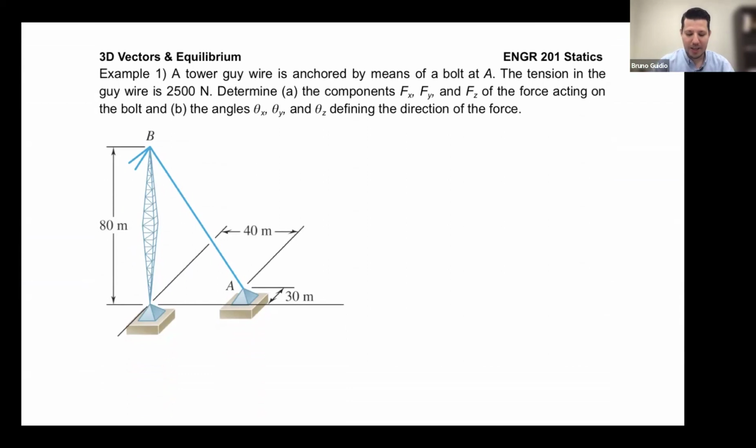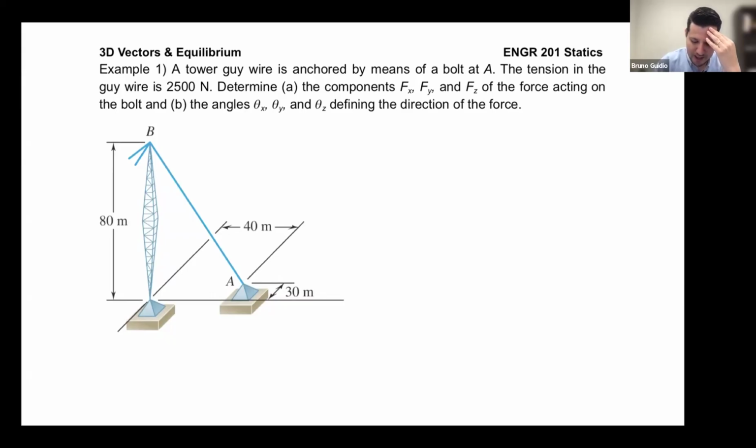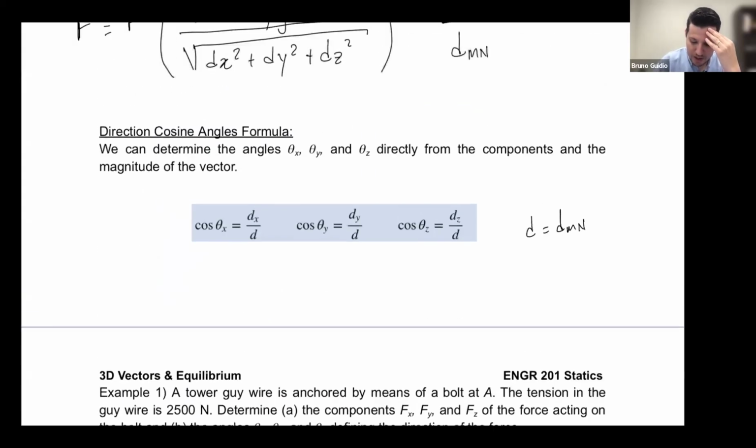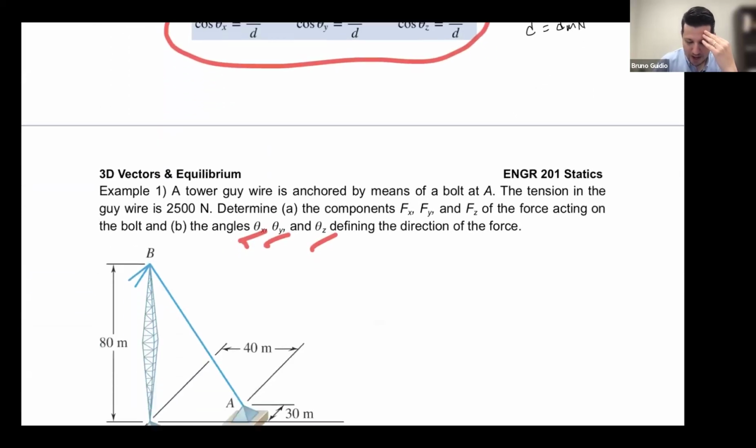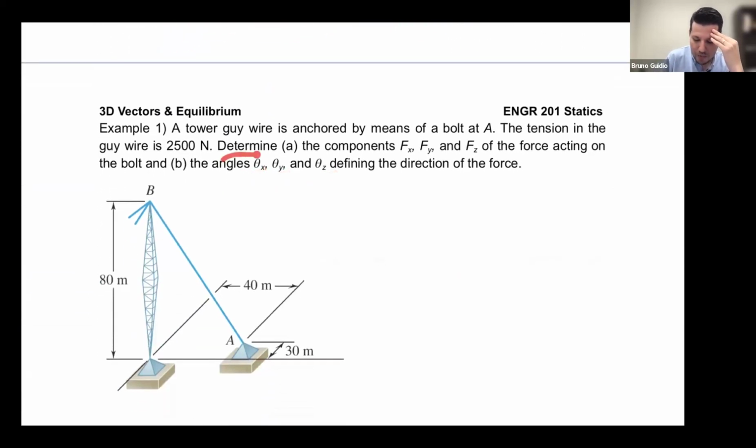Let's see. We have this tower with this cable, both at A. The tension in this cable is 2,500 newtons. We need to find the components Fx, Fy, and Fz of the force acting on the bolt. If we have time, we can find the angles, but the angles are just found using this equation. I really want you to pay attention to how we find the components, because this is the most important part of this problem and what we're going to use.